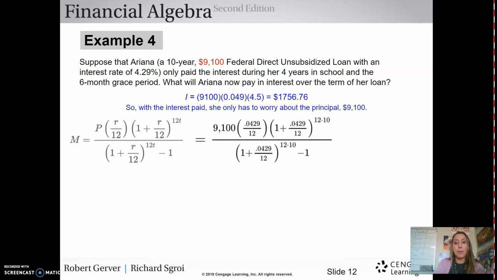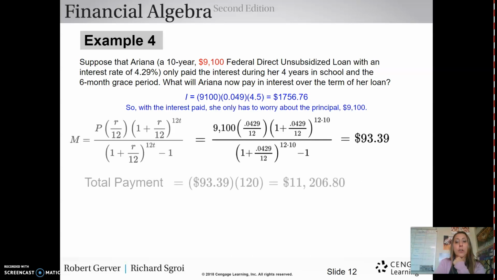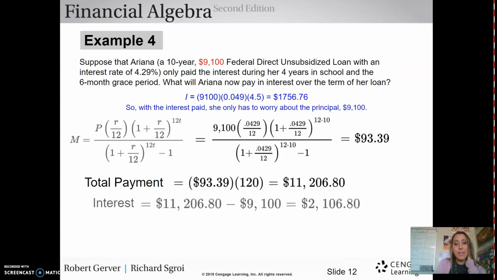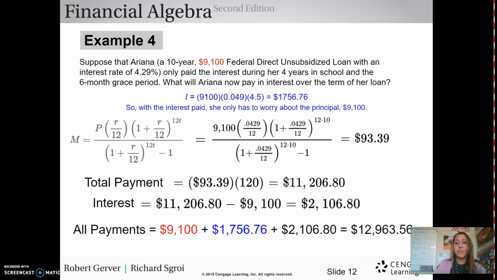So she's going to get her monthly payment formula out, and she's going to owe $93.39. It's 120 months for 10 years, so she's going to pay that. So she only pays $2,106.80 in interest. Isn't that nice? And actually, if you add that to what she paid while she was in school, the total would be $12,000, which is a lot less than what it would have been had she just waited. So that's a really nice thing.